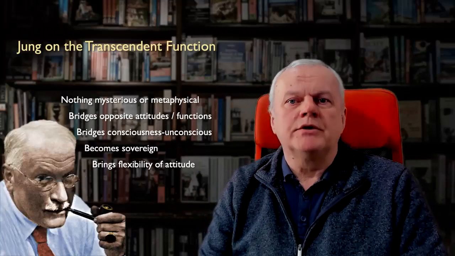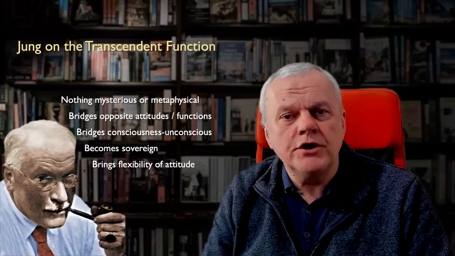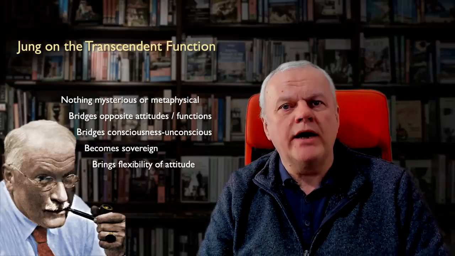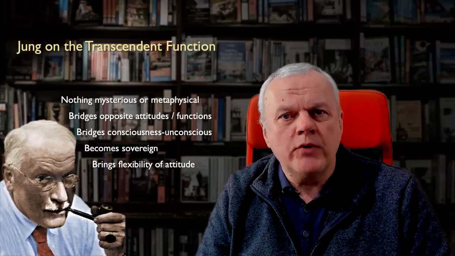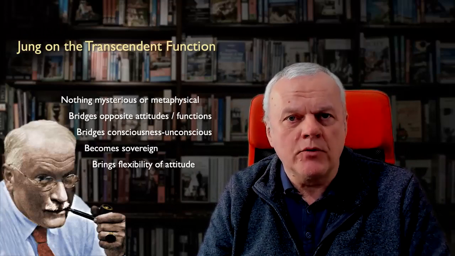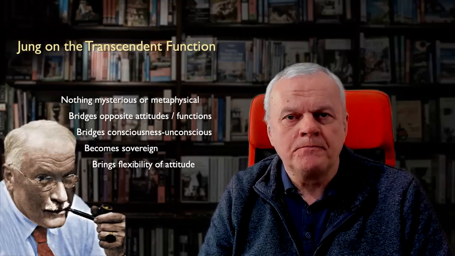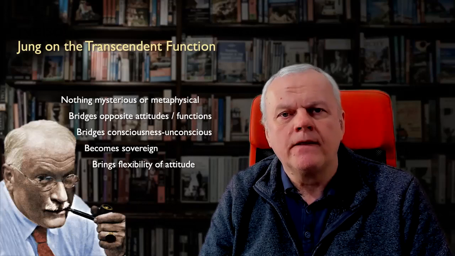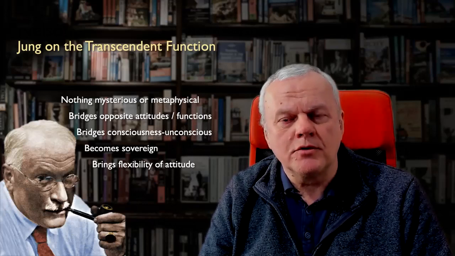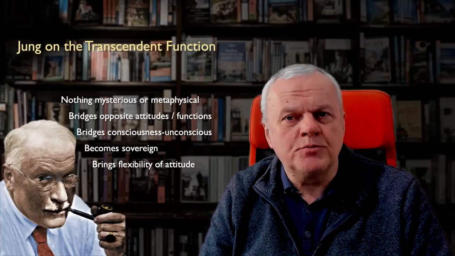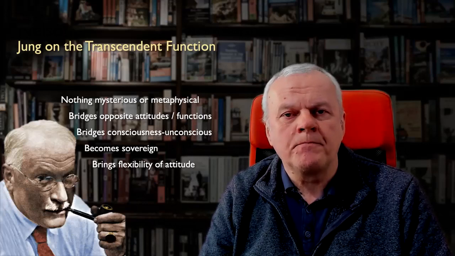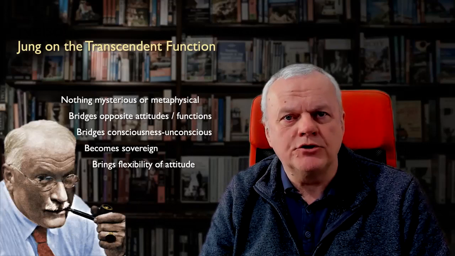The pinnacle of this process of development is the transcendent function. This is not a Jungian invention. It is Jung's term for a natural phenomenon. If we can learn to recognize it, we can find it in lots of people and places around us. Jung said there is nothing mysterious or metaphysical about the transcendent function. It is a psychological function that bridges opposing attitudes and functions, whether they are political, religious, cultural, or typological. It also bridges consciousness and the unconscious. In typological terms, it displaces the superior function so that the transcendent function becomes sovereign in our conscious psyche, and it brings a flexibility of attitude.